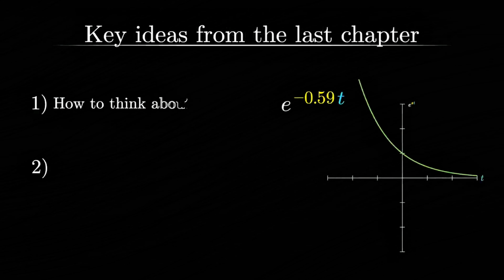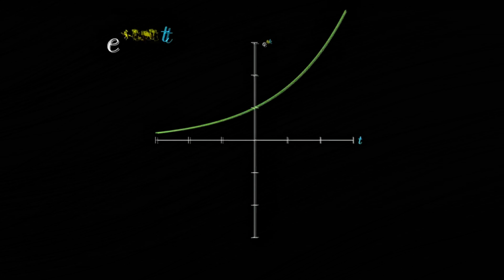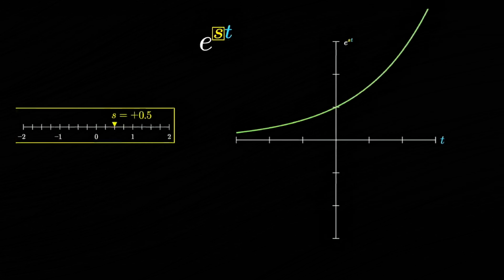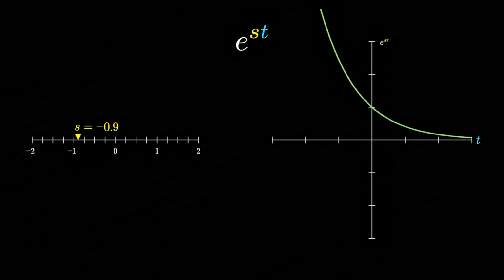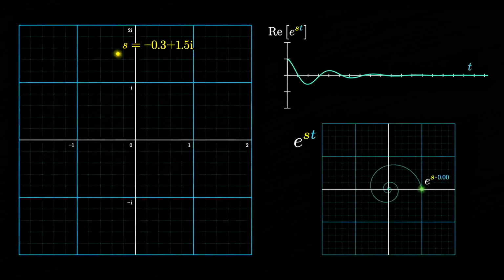Number one, you need to understand exponential functions, and I'm always going to be writing these as e to the s times t. T represents time, and then s is a number. It determines what specific exponential we're talking about, but very importantly for this topic, we're going to give s the freedom to take on complex number values.